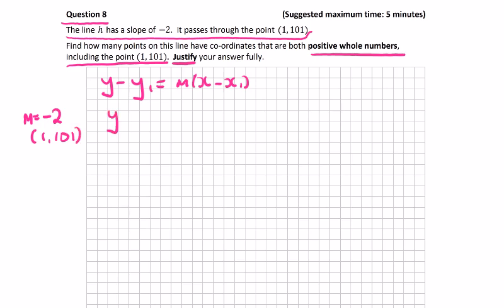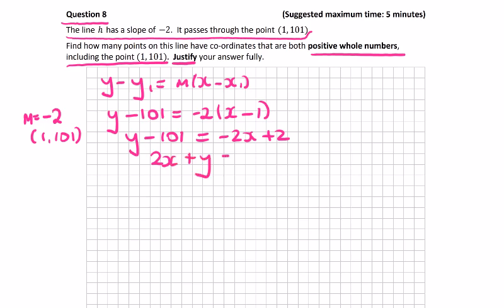So y minus y1, which is 101, equals m, -2, times x minus 1. Y minus 101 equals -2x plus 2. So let's write it in the format 2x, bringing the x to the left, plus y equals, I'll bring the 101 to the right, and it's going to be positive, add it to the 2, 103. The reason I'm doing this is so I can sketch it.